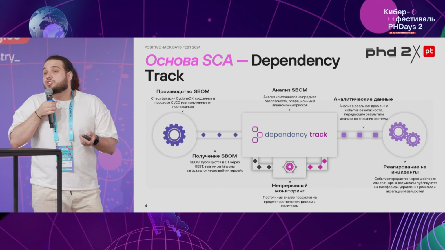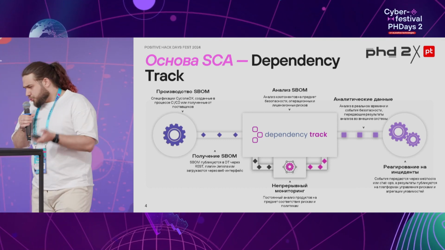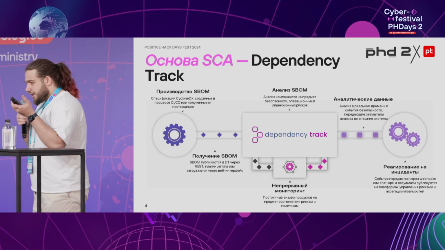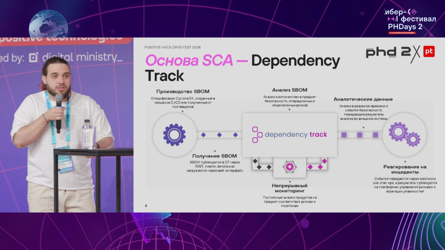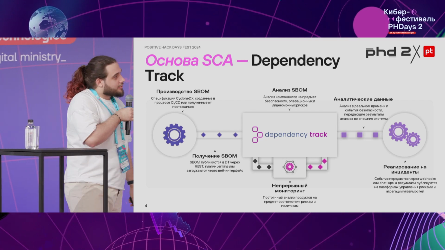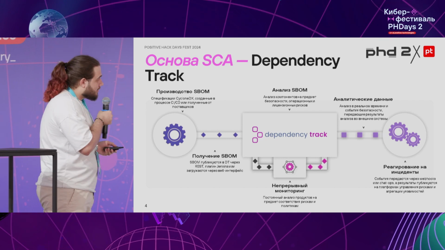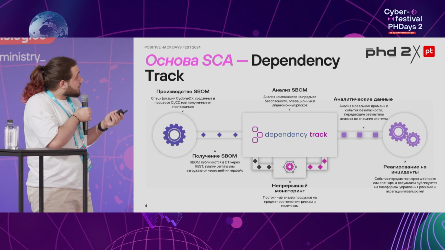Dependency track can be linked to anything. You can get notifications wherever you like by email. I don't know, you can link it to your Instagram, and when you watch reels, you might also get notifications about the vulnerabilities of your library, and you won't be able to do anything.